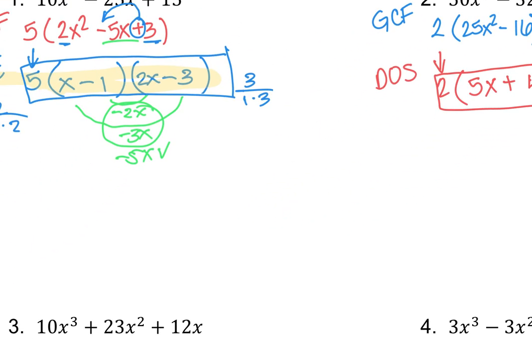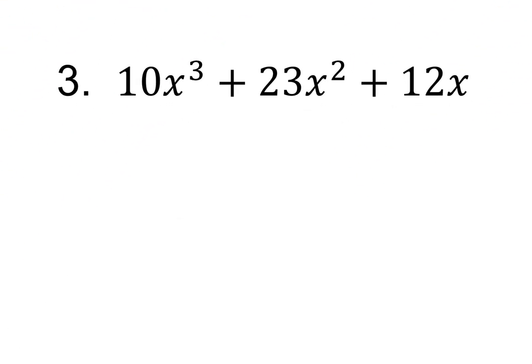Okay, let's go to number 3. We have this. The factoring method we always check with first is greatest common factor. So let's go ahead and check with greatest common factor first. Do we have a greatest common factor here between this 10x, 23x squared, and 12x? Well, 12, 23, and 10 do not have a greatest common factor, but we do see that each term has an x. So we can factor out an x.